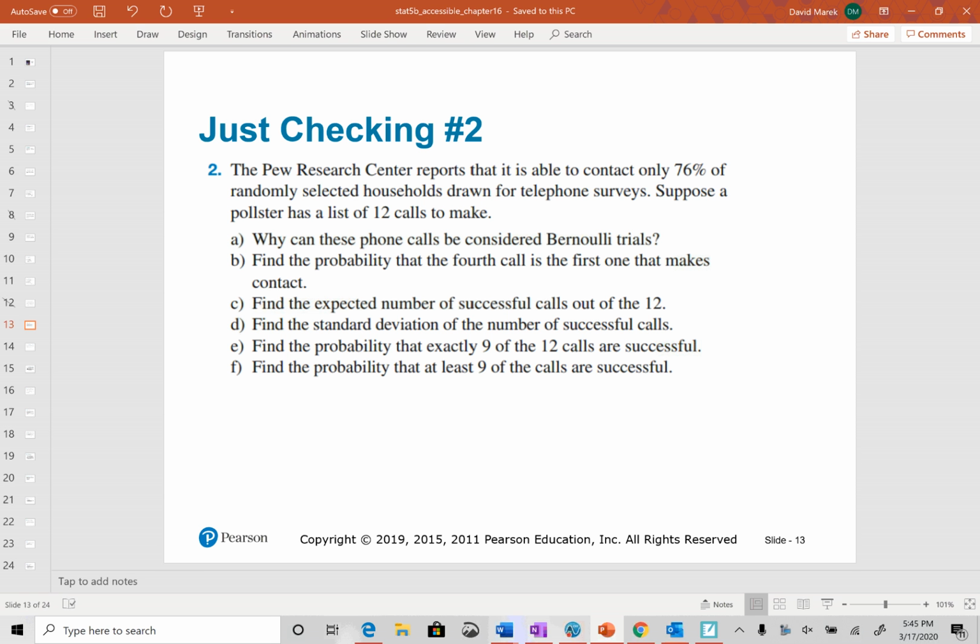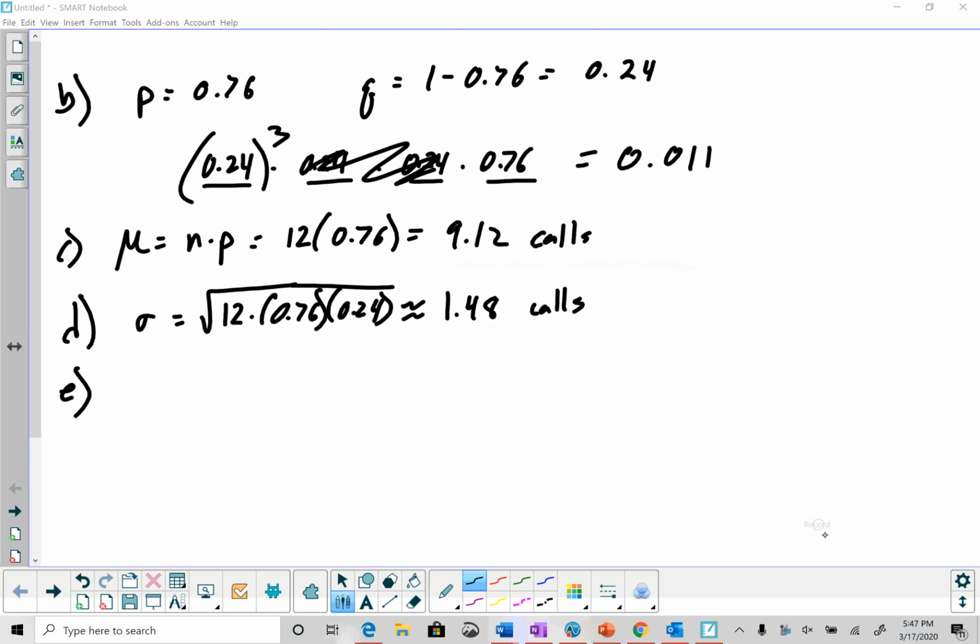Part E, find the probability that exactly 9 out of the 12 calls are successful. Okay, so again, this is just a straightforward binomial. So we're looking at out of 12, choose 9, and we want successes on 9 of them. And we are looking for the probability of failure on the other 3.